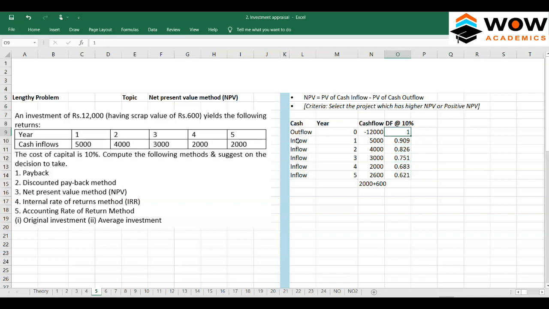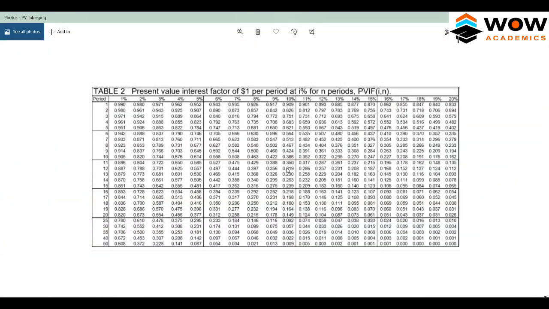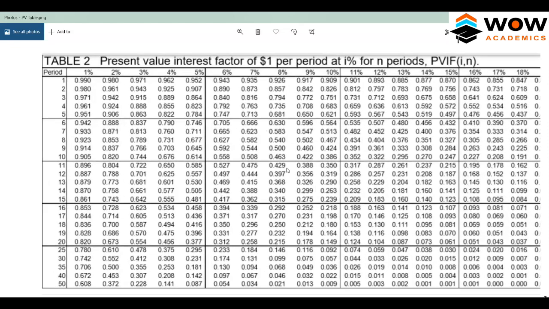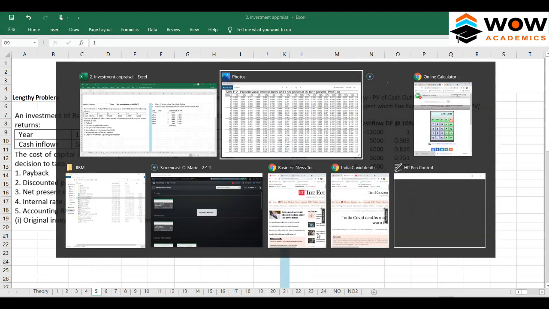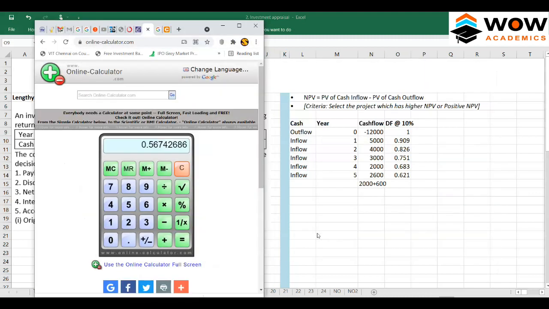So that's about the numbers. You have got the numbers. Either you get it from the present value table, the numbers are here. Okay, you can get it from here also, the same numbers. Or if you want, you can use the online calculator or normal calculator. It's better you use a physical normal calculator for getting the answer.